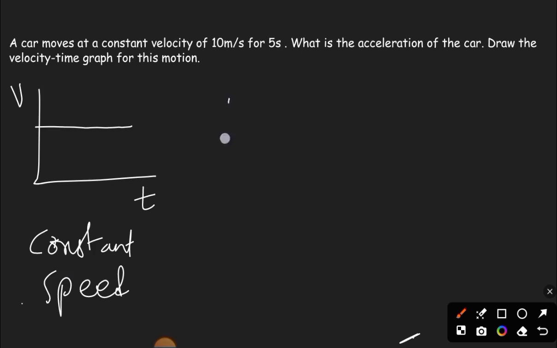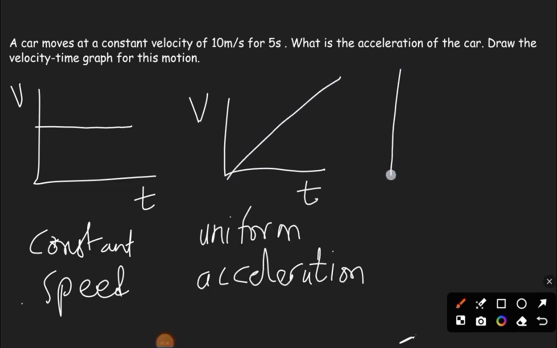There's another term you would hear, uniform acceleration. Velocity here and time here. Acceleration means an increase in speed. Anytime you have a decrease in speed, with velocity here and time here, this is how the diagram is going to look. This is also called uniform deceleration or retardation.